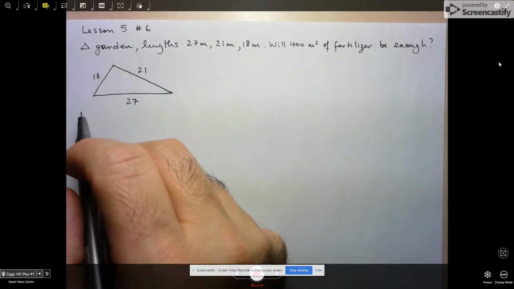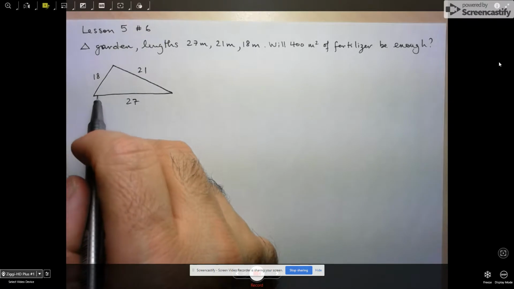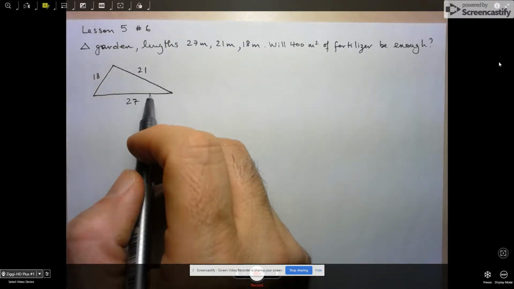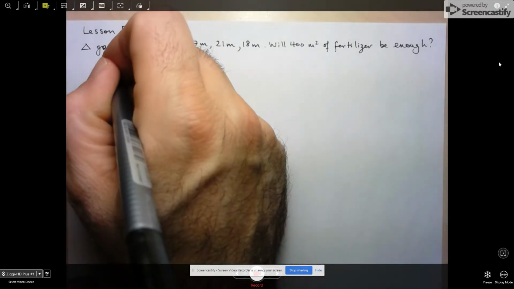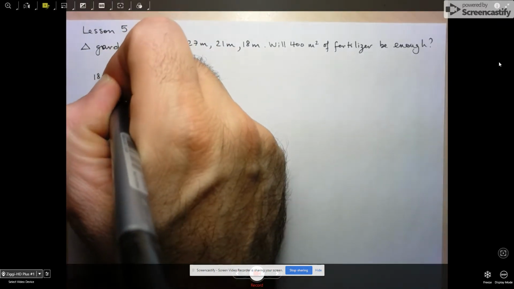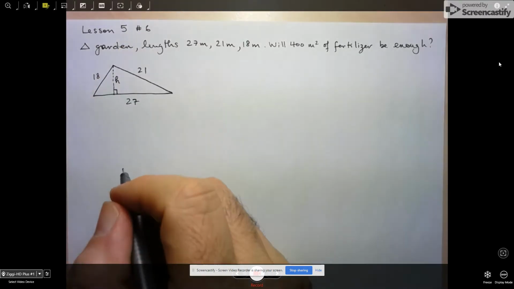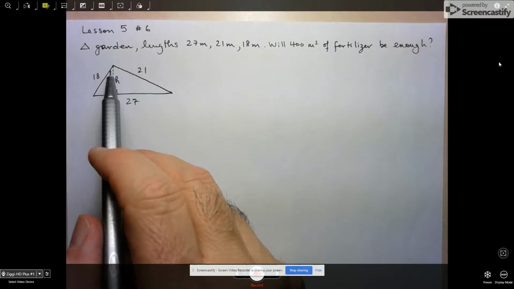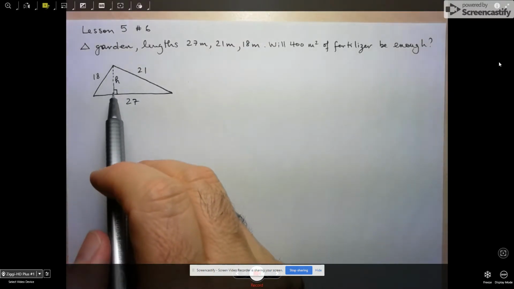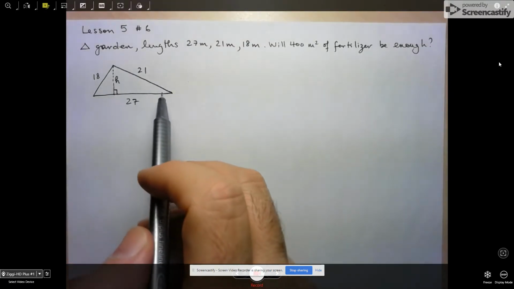Now we can use any base, any height. So since I've got this one already almost horizontal, I'll use this as the base of my triangle, which means that this length here is going to be the height. All right, so our goal is to find the height of this triangle. And I see that this height is part of either this right angle triangle or this right angle triangle.